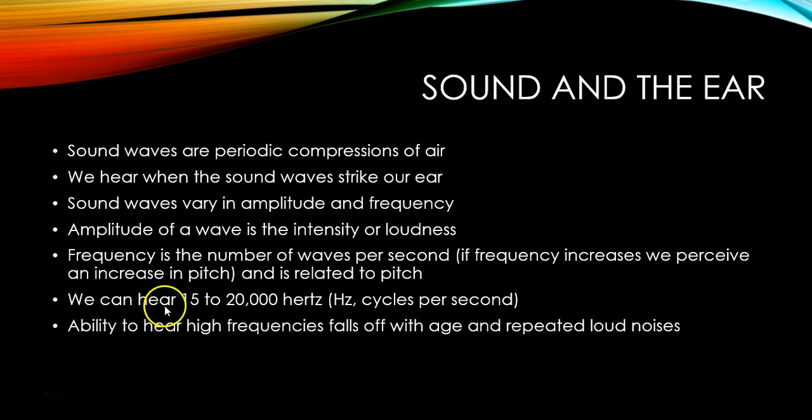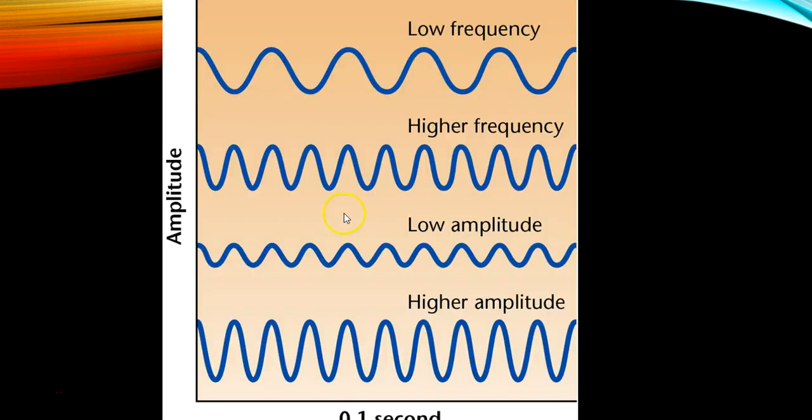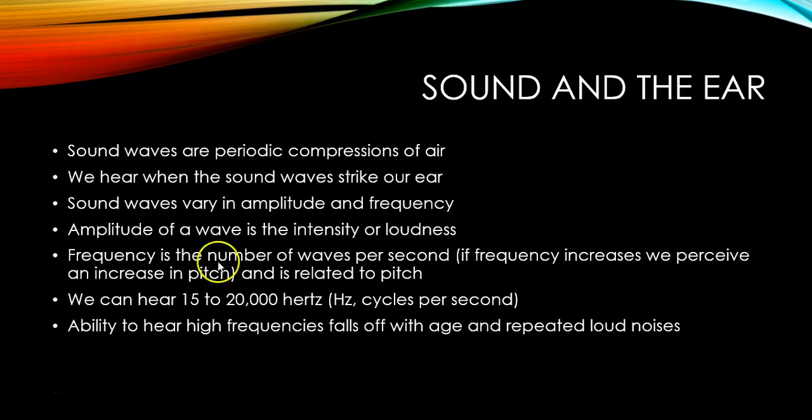And we can hear in the range of 15 to 20,000 hertz. Hertz are cycles per second, so again, coming over here, one full cycle per second. That's what we're talking about. We're talking about a cycle. And our ability to hear the higher frequencies falls off with age. People have a much harder time hearing these very high frequency sounds, or if you're exposed to repeated loud noises.